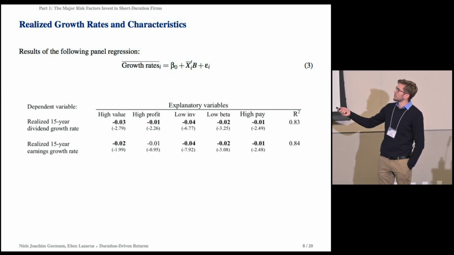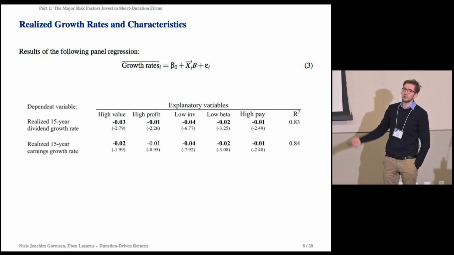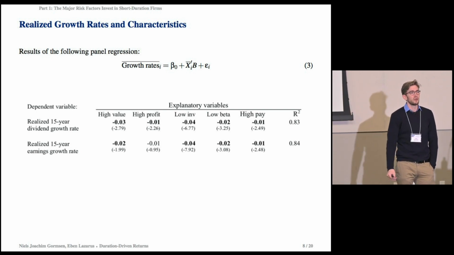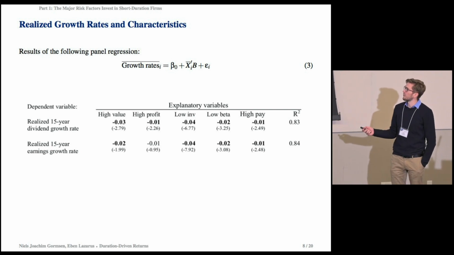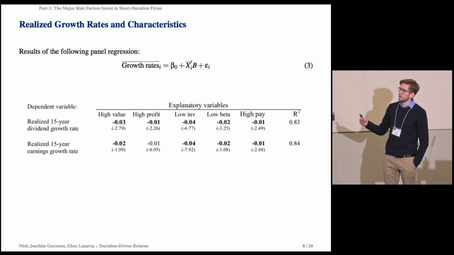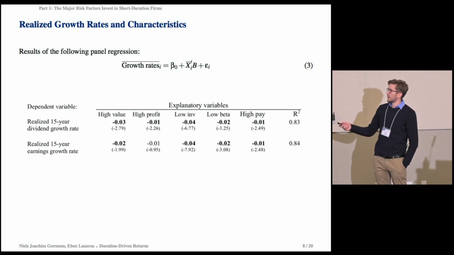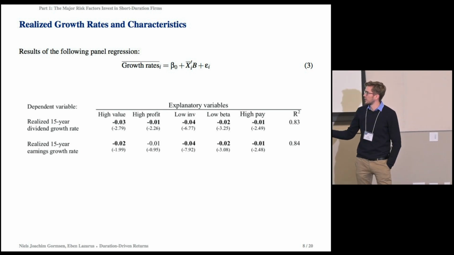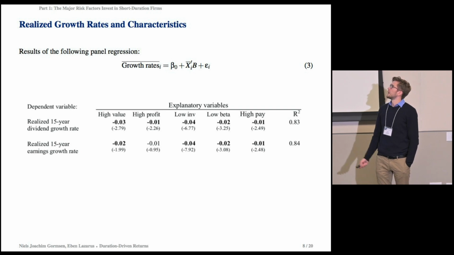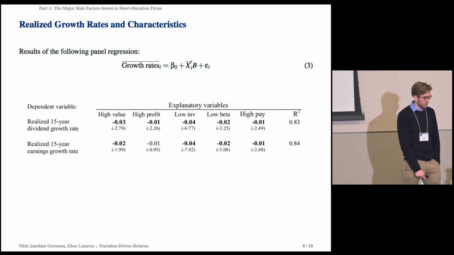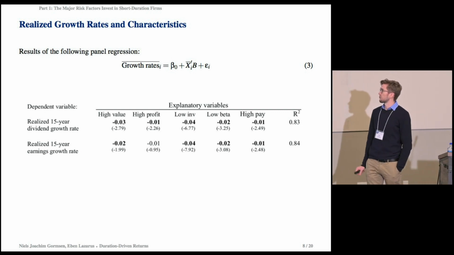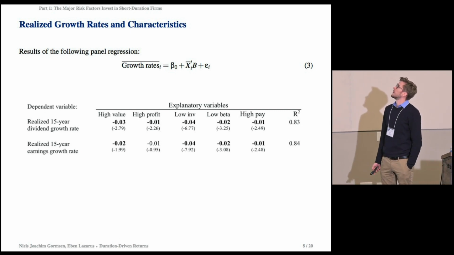And you see all these characteristics that predict high risk-adjusted returns, they also predict or are associated with lower dividend growth rates on average. And these effects are fairly big economically because we have cross-sectional percentiles measured in percent here, and then we have realized dividend growth rates over 15 years on the other hand. And we do the same thing with the realized 15-year earnings growth rate, and we find more or less the same result. So it's not only about dividends.